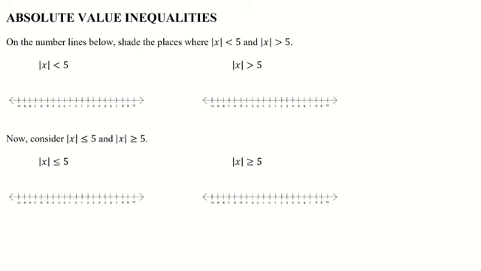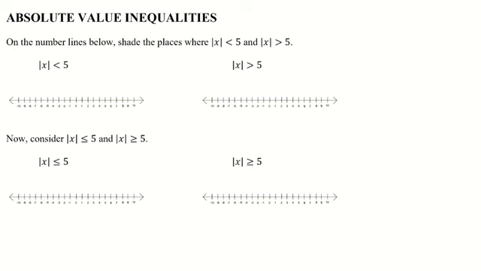Today we're talking about absolute value inequalities. And so I'm going to start with a question for you. Make a number line and label the places where the absolute value of these numbers is less than 5.